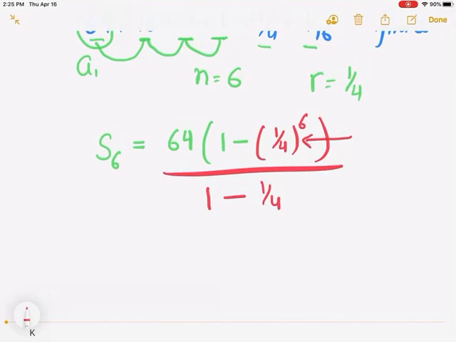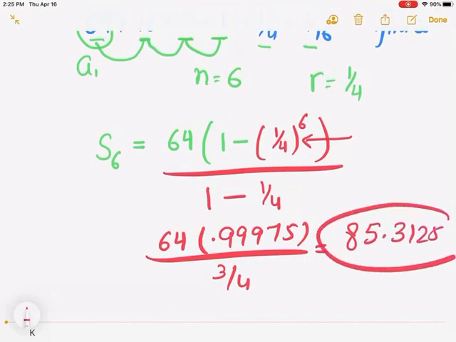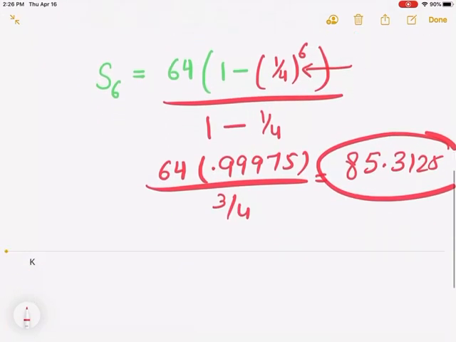I did pretty much the whole thing. I did the parentheses first. After simplifying the parentheses, I ended up getting 0.9975, divided by 3/4. And if I simplify this whole thing, at the end it would be 85.3125. Here you go. That's my sum for this geometric series. Now let me show you one more example.